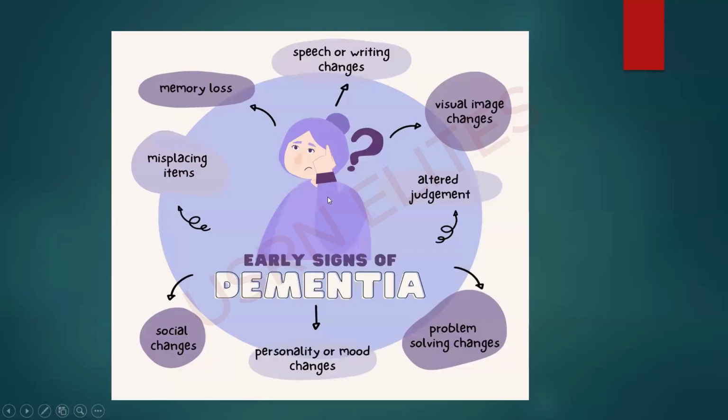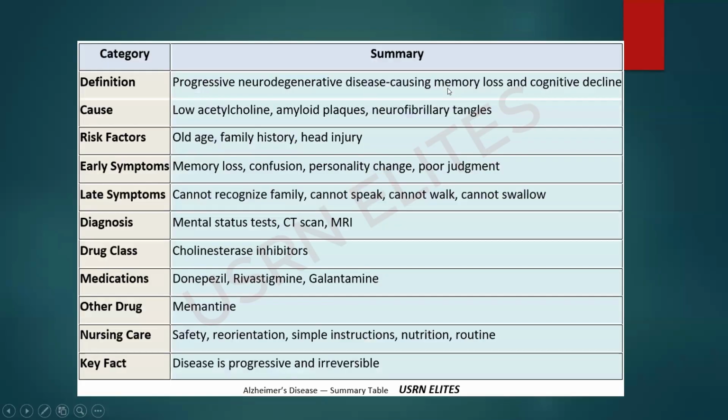Okay, yeah. So let us look at it in summary. I have a summary table here just to sum up all that is going on in Alzheimer's disease. Then we look at the treatment modalities. Okay. So we are saying it's a progressive neurodegenerative disease causing memory loss and cognitive decline. So it's a neurodegenerative disease, and it causes memory loss and cognitive decline. Okay, and it is caused by.